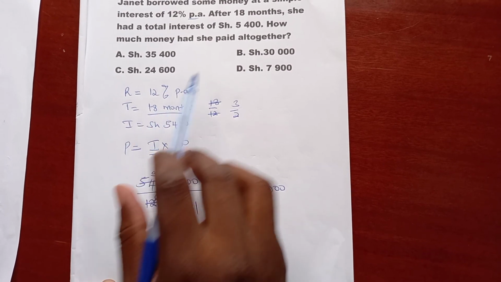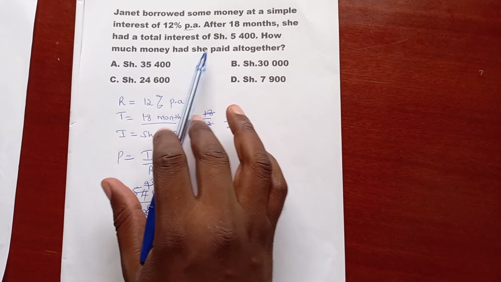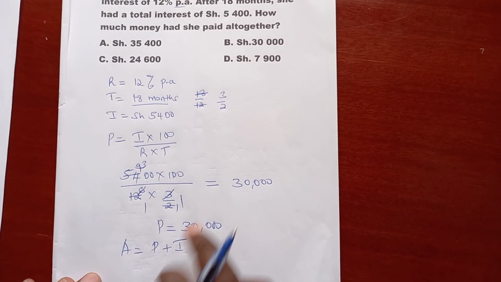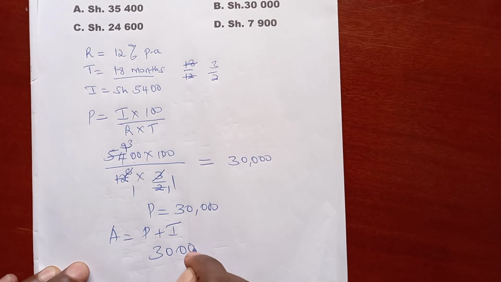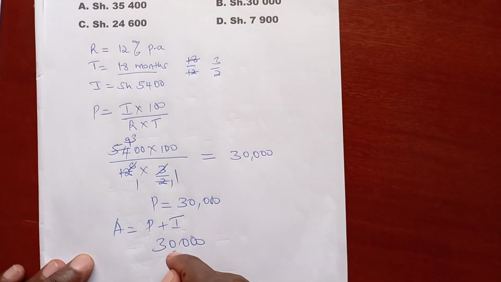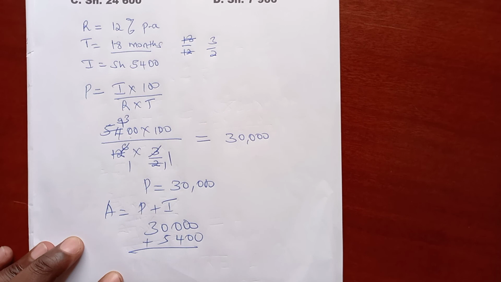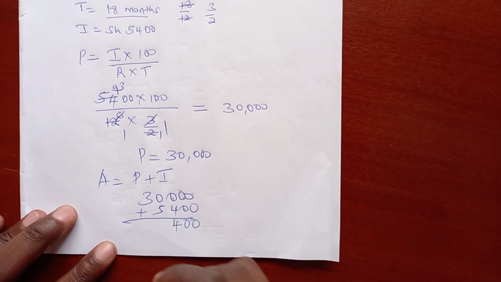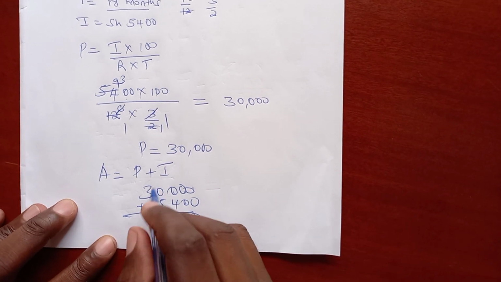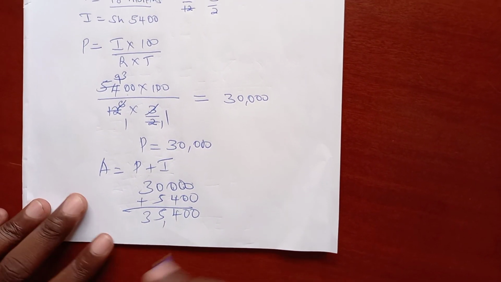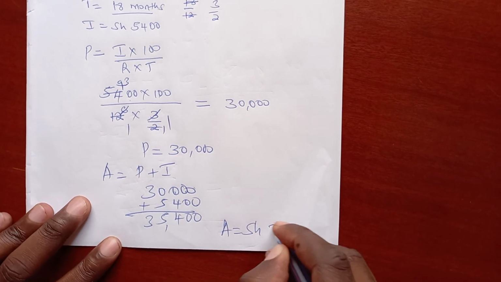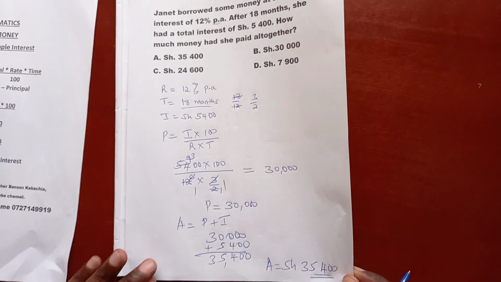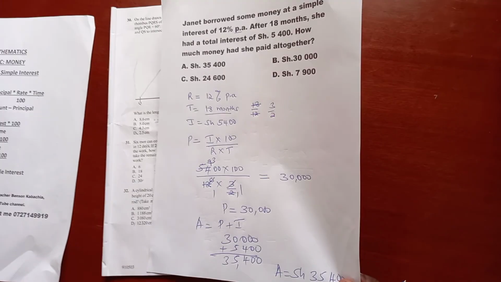The question is asking, how much money had she paid altogether? Amount is equal to principal plus interest. Our principal is 30,000. Our interest we had been given is 5,400. We add: 0 plus 0, 0. 0 plus 0, 0. 0 plus 4, 4. 0 plus 5, 5. You drop 3. You get shillings 35. So amount is equal to shillings 35,400.